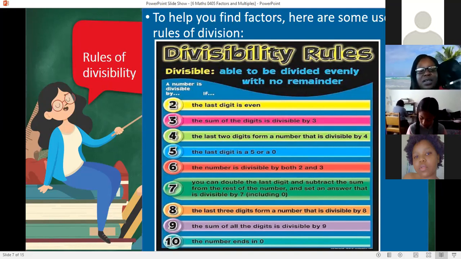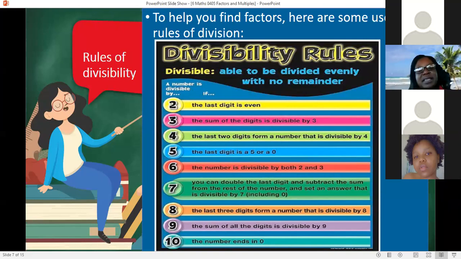And then how do you know that the number is divisible by 3? Okay, so the sum of the digits has to be divisible by 3. What does this mean? If the number is 102, the sum is 1 plus 0 plus 2. If the number is 457, the sum of 457 is 4 plus 5 plus 7. So we add the digits. That's what we mean when we say the sum of a number.